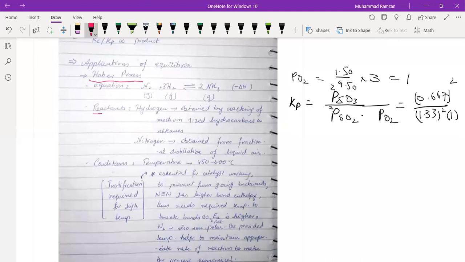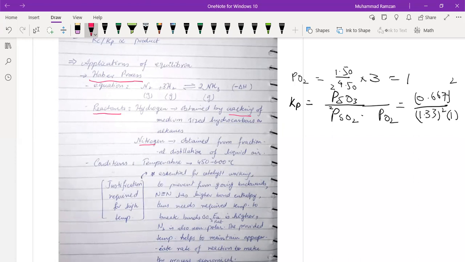Regarding the reactants, hydrogen is obtained by cracking of medium-sized hydrocarbon alkenes. And nitrogen is obtained from fractional distillation of liquid air. And these are the reactants, and this is where we are getting these chemical substances.